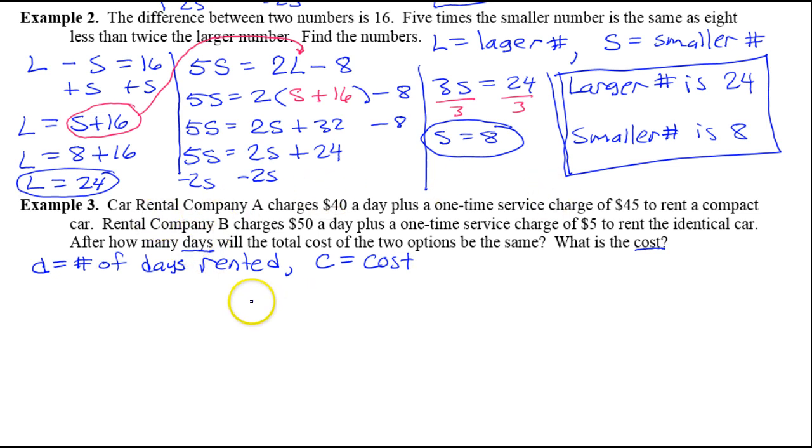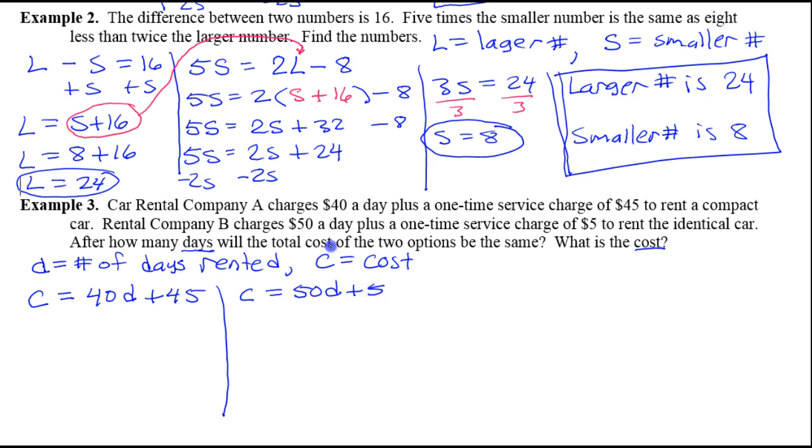Okay, so each sentence is going to give us an equation. So let's start with car rental company A. All right, company A charges $40 a day. All right, so this sentence is telling us what the total cost will be. So for company A, the total cost is going to equal $40 per day, plus a one-time charge of $45. Okay, and then for company B, the total cost is going to be $50 a day plus a one-time service charge of $5, to rent the identical car.